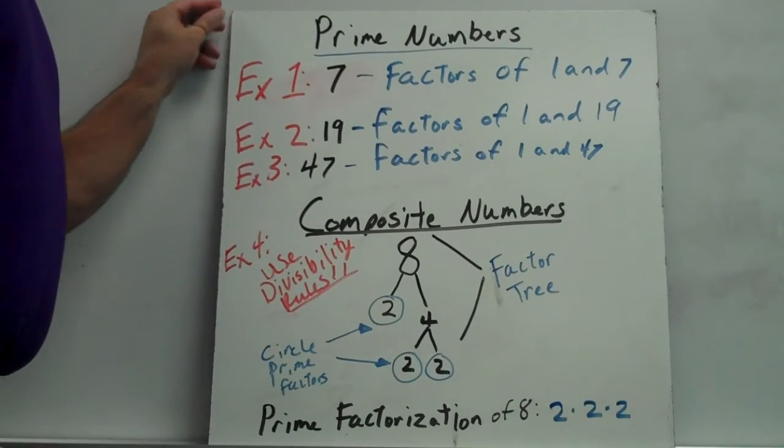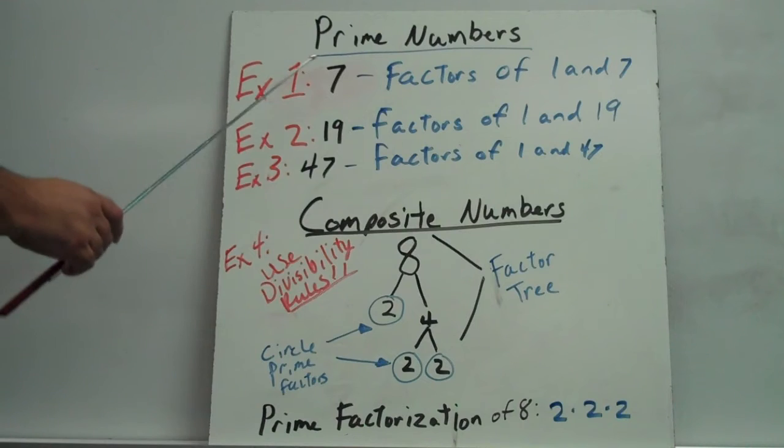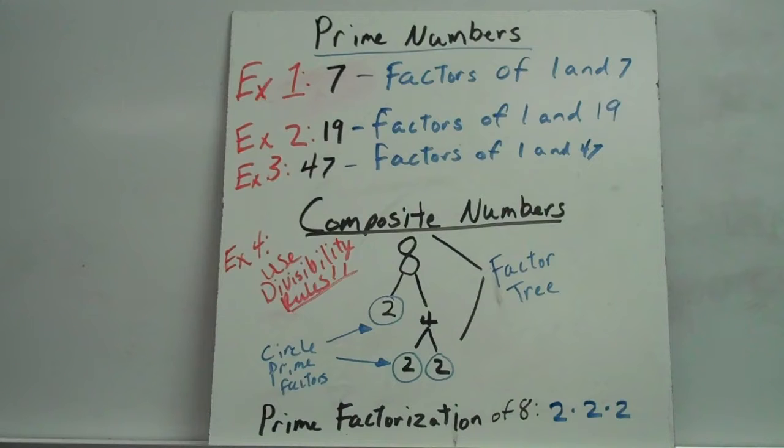Okay, so let's look at some prime numbers and composite numbers. For prime numbers, I've got 3 examples. We already mentioned 7. It has the factors of 1 and 7. The only 2 numbers that multiply together to give you 7 are 1 and 7. 19, the factors of 1 and 19. Again, the only 2 numbers that multiply together to give you 19 are 1 and 19. And 47, the only factors that multiply together to give you 47 are 1 and 47.